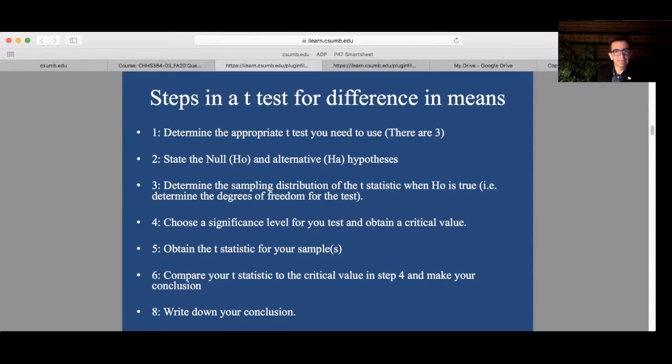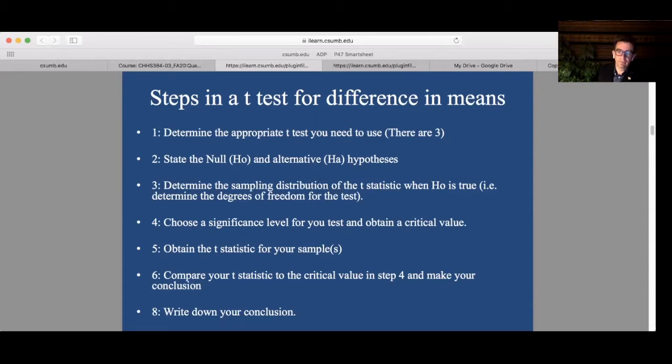This is very simple. The second step is to state the null hypothesis and the alternative hypothesis. The null hypothesis in most hypothesis tests is that there is no relationship, which in this case would be there's no difference, right? If there's no relationship, there's no difference in the means between the two groups. So the null is always that there is no difference. And the alternative hypothesis usually is that there is a difference, if it's two-tailed.